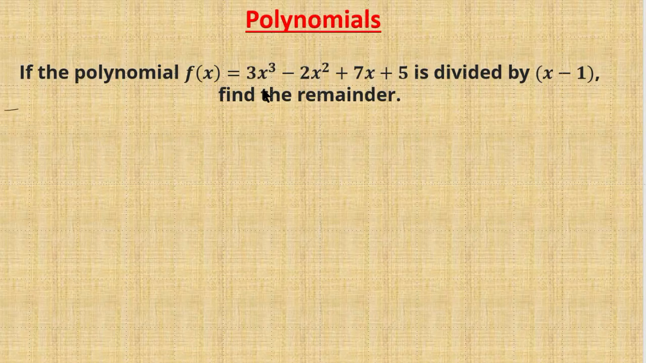We have this question. We're given that a function f of x is divided by x minus 1. We have to find the remainder of this function. Now, there are two standard ways you can go about this problem, and I'll start with the first method, which is simpler, easier, and faster.